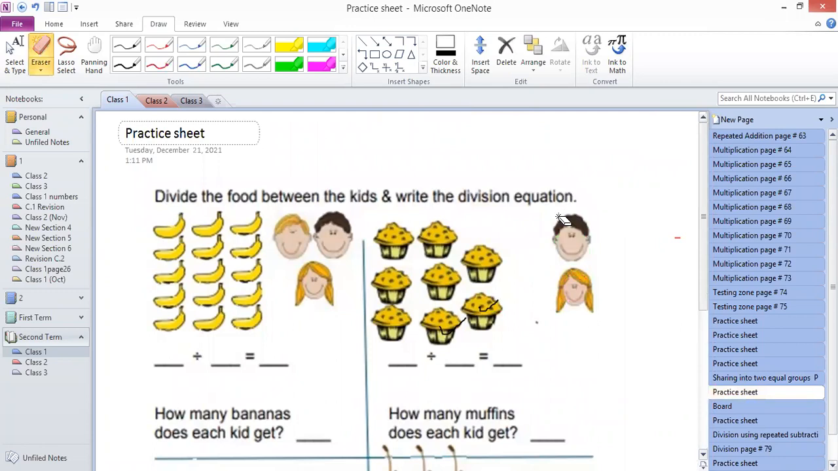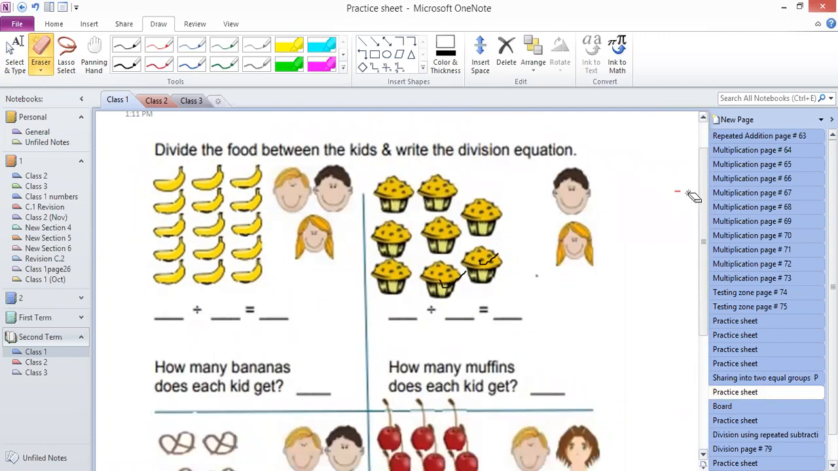Before reading further, guys, I would like to move all of you to a worksheet and we would like to solve it. Okay. This is a worksheet. Here we are going to complete these 2 questions. First, this is 1. Divide the food between the kids and write the division equation.